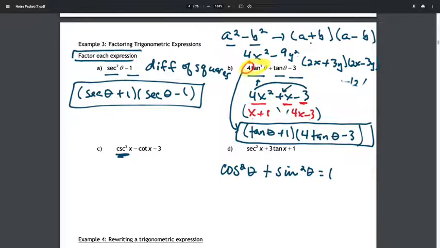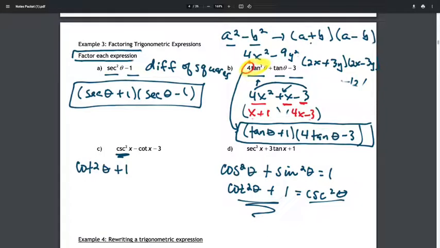And remember, if we had divided this through by sine, this would have been cotangent squared theta plus 1 equals cosecant squared theta. So I can replace cosecant squared with this right here. We're going to replace that cosecant squared with cotangent squared theta plus 1, and then rewrite the rest of it. So minus cotangent, I'm using x, sorry. Let me fix this. It's a plus 1. Okay, then simplify. So you've got cotangent squared x. This 1 and that negative 3 can be combined to be negative 2.